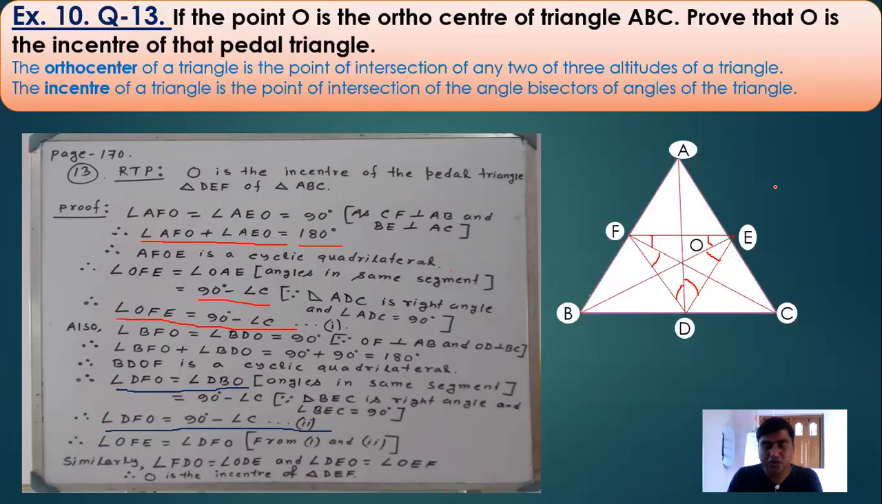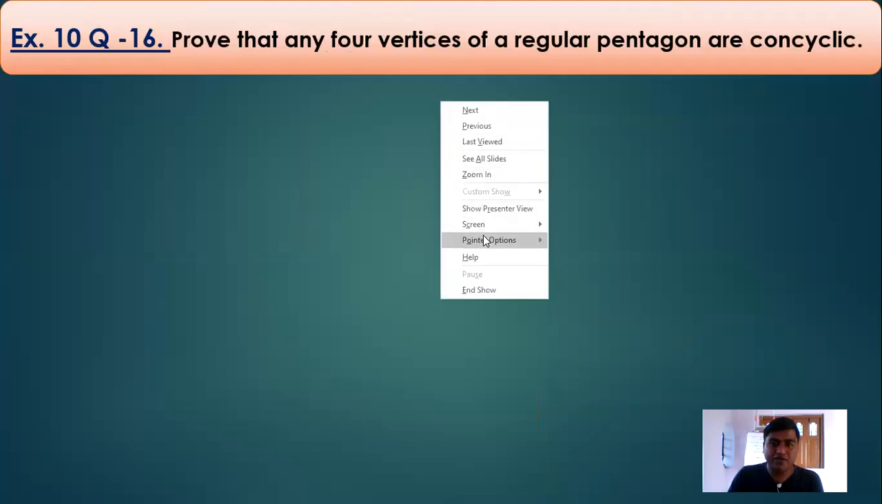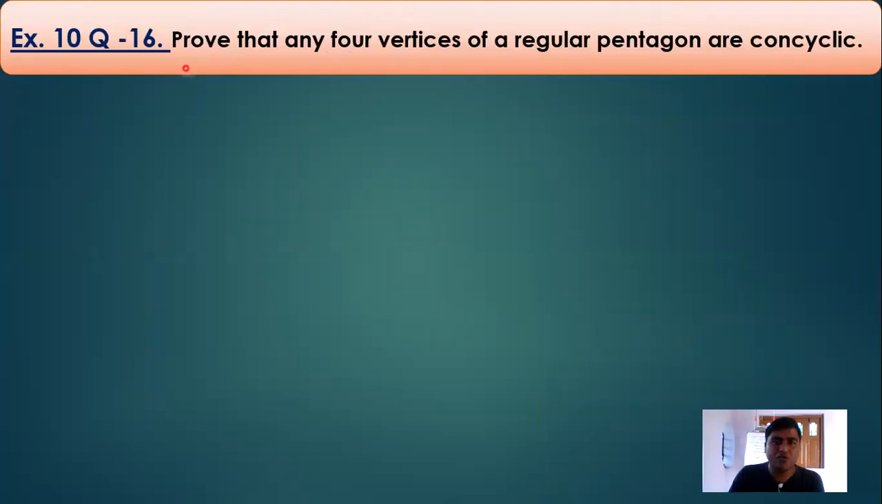So our next problem: prove that any four vertices of a regular pentagon are concyclic. In a pentagon, there are 5 vertices. Among the 5 vertices, any 4 vertices are concyclic.